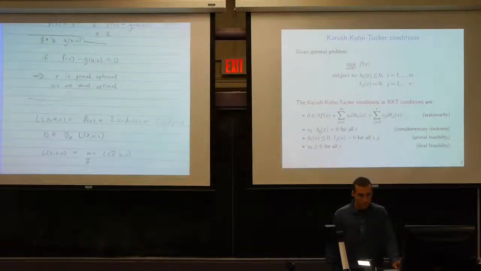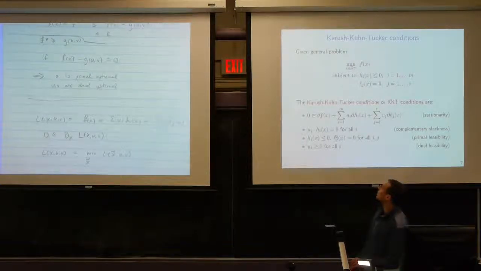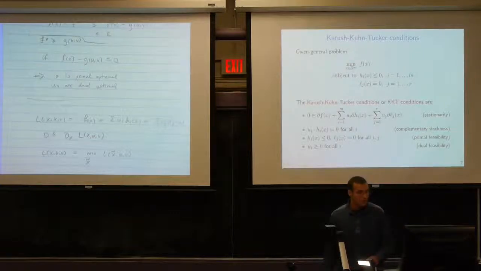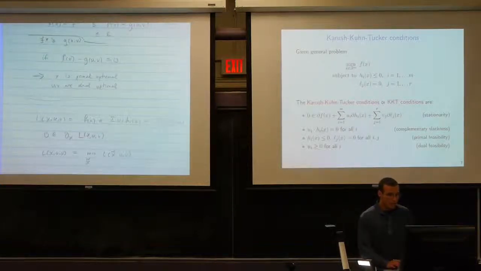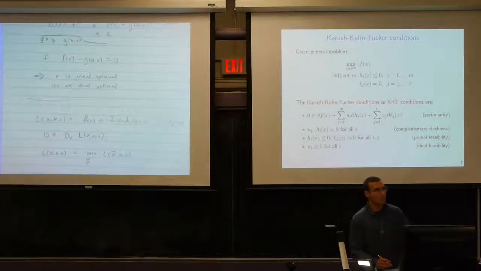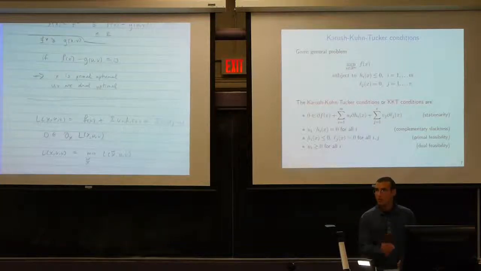The next one is called complementary slackness. It just says that u_i times h_i of x is equal to 0 for all i. So remember that u_i was always bigger than or equal to 0, and h_i of x is always less than or equal to 0. So this is telling us that with respect to those two constraints, one of them has to be tight. I can't have both u_i strictly positive and h_i strictly negative. I must have either u_i equal to 0 or h_i of x equal to 0, or both.